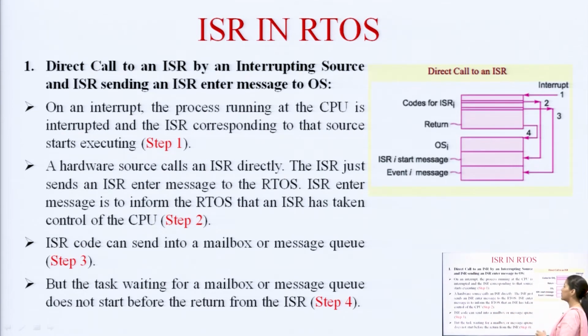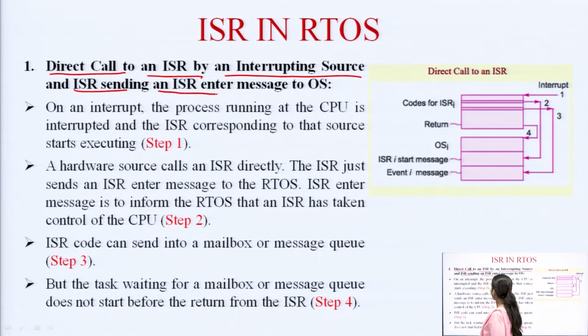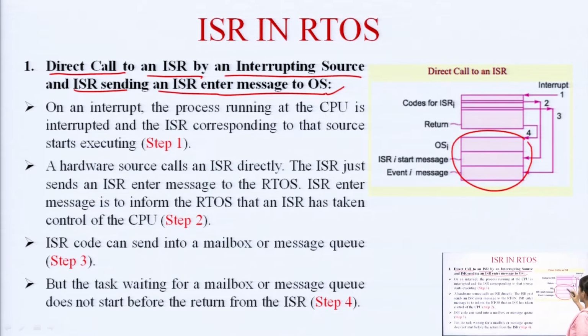First of all, we will discuss the first option, that is the very basic way of answering the routine, that is the direct call to an ISR, that is interrupt service routine, by an interrupting source and the ISR sending an ISR enter message to the operating system. So, let us see what is happening in this. This is the operating system and this is where the interrupt has occurred.